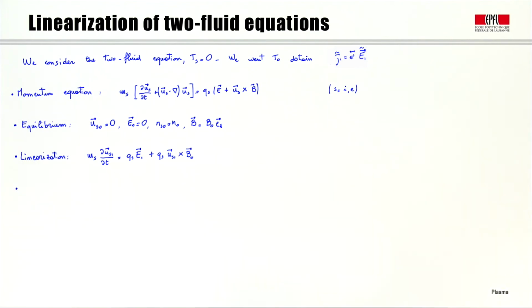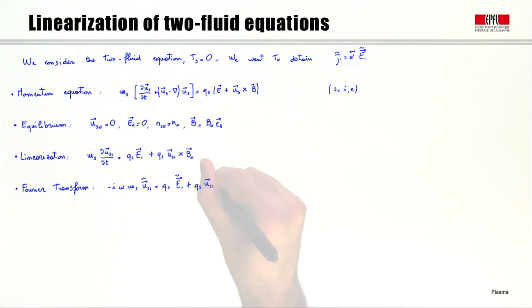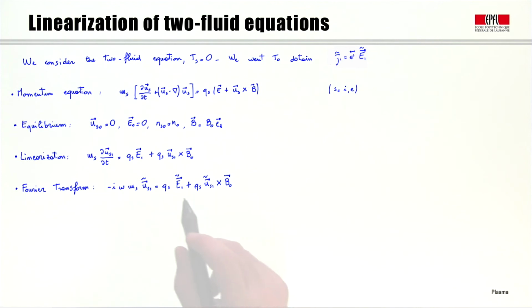And it's now time to Fourier transform this equation. As usual, the d over dt will become minus i omega, and for the Fourier components of Us1 and E1 we will have minus i omega ms Us1 equal to qs E1 plus Us1 cross B0. From this moment on, as we will be only dealing with the Fourier components of Us1 and E1, let us drop the tilde for simplicity of notation.